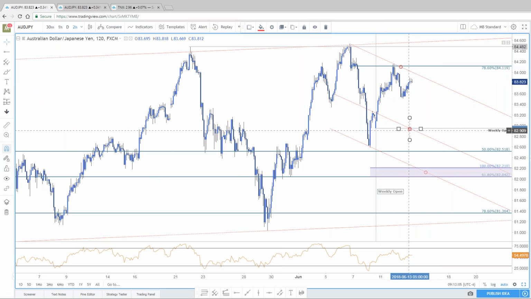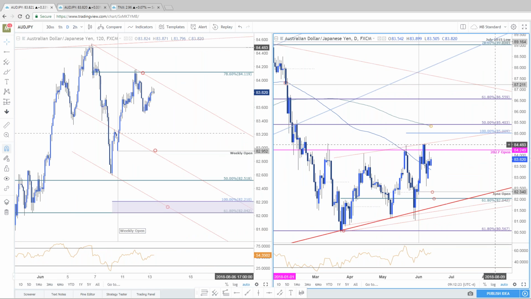The weekly open comes in at 82.95. You've got the 50% at 82.51, just below last week's swing low. But this is kind of where you want to start to see things hold if we are heading lower.